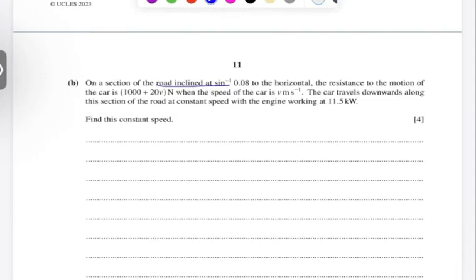Okay, now, next question is on a section of road incline. So now there's an incline, my alpha.